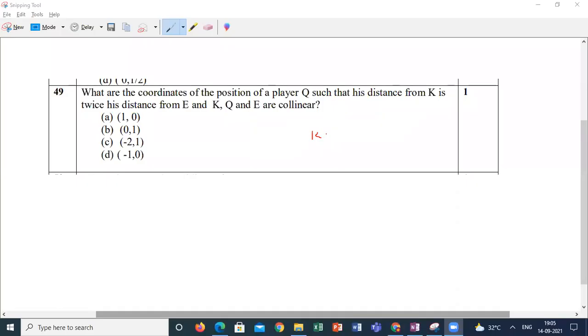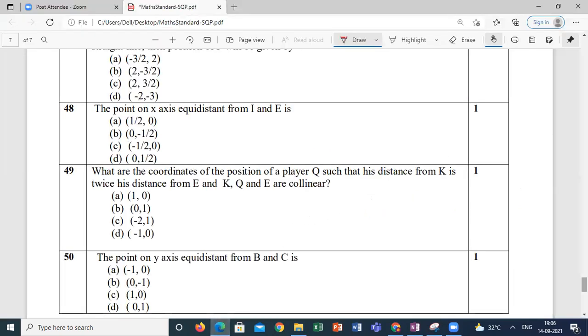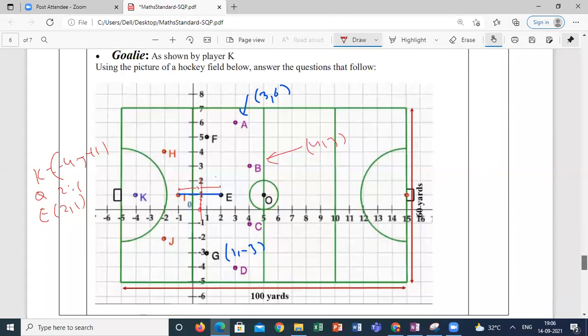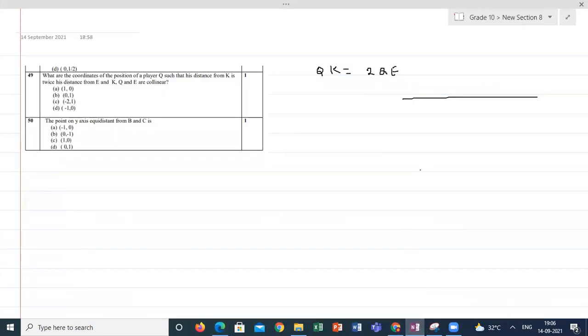KQ is equal to 2 times QE. Correct? That is the condition? Yes, sir. That means K, Q, E are collinear and it is a 2:1 ratio. What is the K point from the diagram? K is minus 4, plus 1.